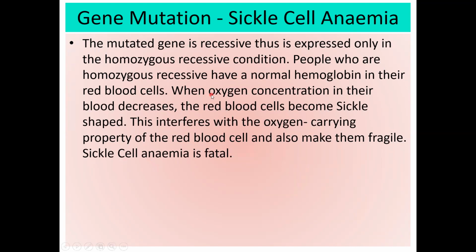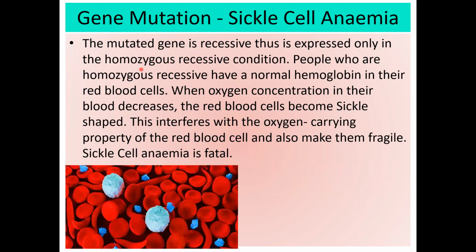Such people will be having low concentrations of oxygen in the blood, and ultimately the oxygen carrying capacity of the red blood cell is reduced because of the sickle shaped hemoglobin, and they are becoming more fragile. Such persons are having a very short lifespan. सो सिकल सेल एनीमिया के लिए होमोजाइगस रिसेसिव कंडीशन होती है. पर्सन हैज टू बी होमोजाइगस, दैट इज अ रिसेसिव कंडीशन.